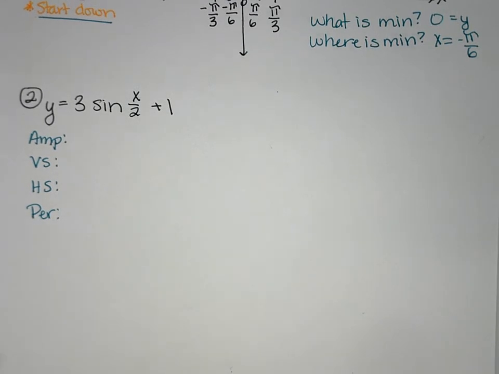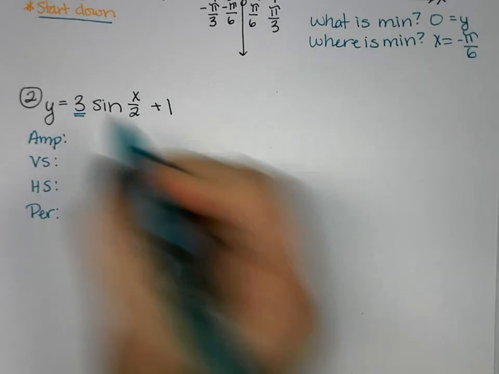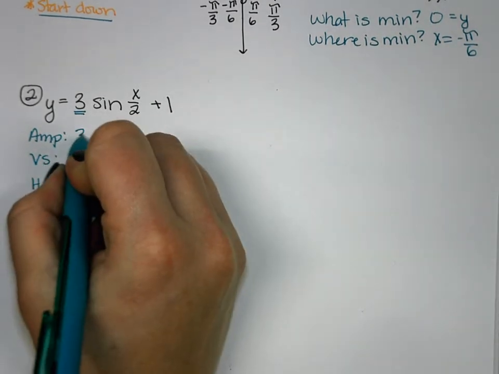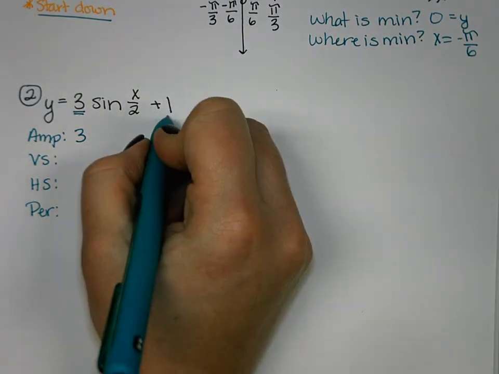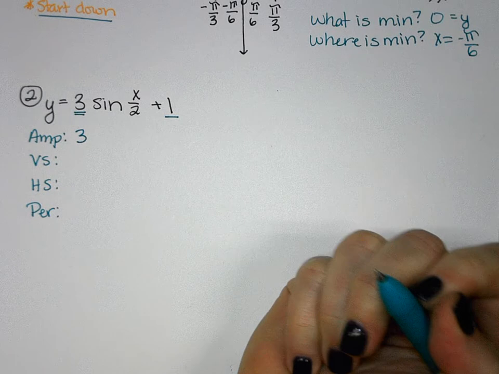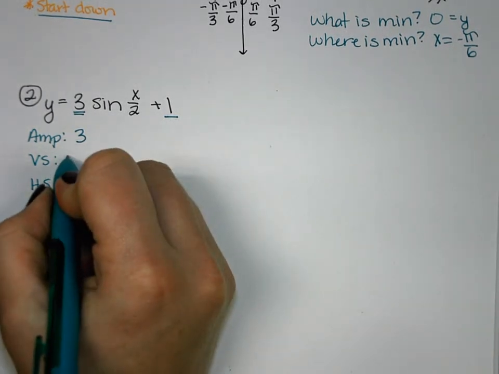So amplitude, again, comes from the number being multiplied in front. So that means my amplitude is 3. My vertical shift will come from the number being added or subtracted outside. So here we'll have a vertical shift of up 1.